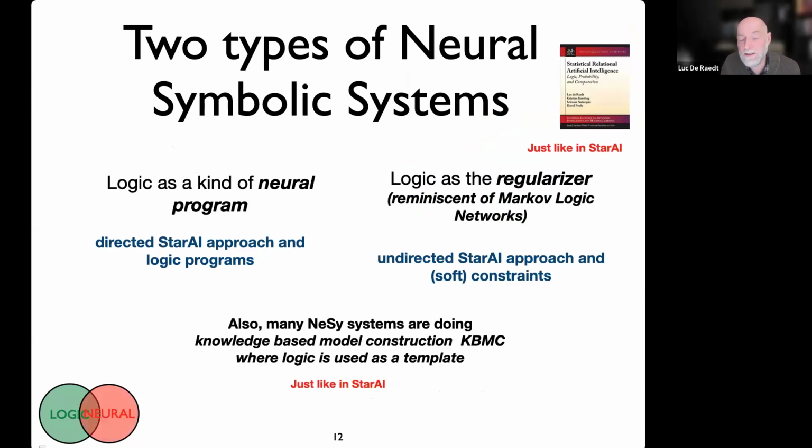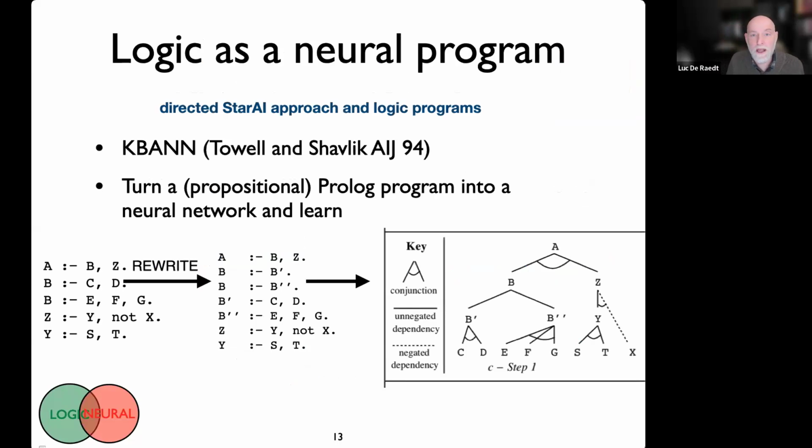Now it turns out that there are also these two types of neurosymbolic systems. You can use logic again as a kind of program, as a structure to put on top of your neural network. Or you can use logic as a set of constraints to regularize the neural network. Mainstream approaches to neurosymbolic AI belong to one or the other category today.